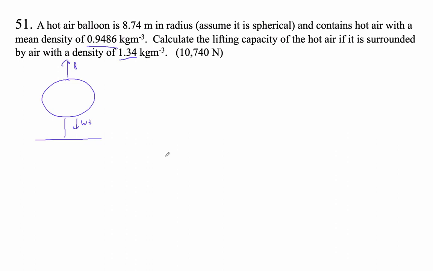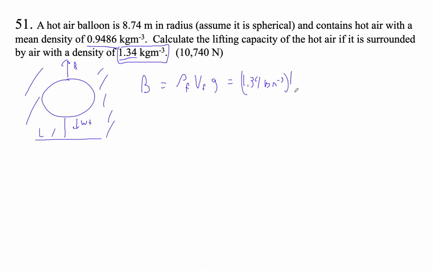Okay, so let's figure out B first. B is the density of the fluid, which is the stuff around this, times the volume of the fluid displaced times G. Our buoyant force is going to be caused by the cold air displaced, so 1.34 kilograms per cubic meter times the volume, which is 4/3 pi times 8.74 to the third, times 9.81.